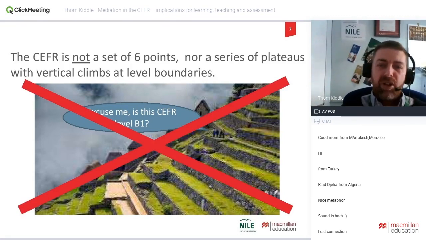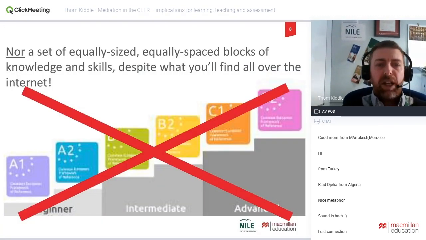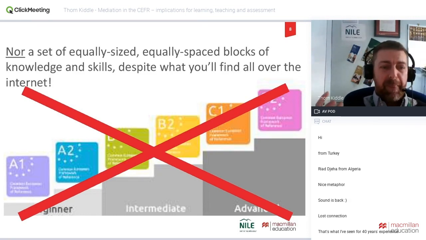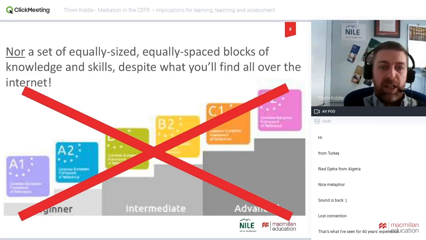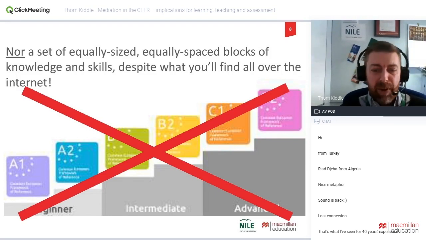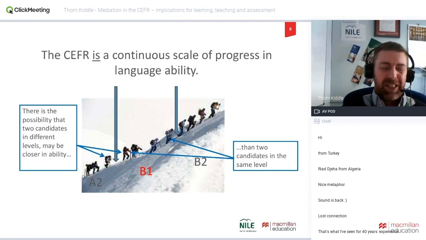And also, and more importantly and more dangerously in the way the CEFR is presented, it's not a series of equally sized, equally spaced blocks. Despite what you'll see all over the internet, which presents the CEFR as these equally sized, equally spaced blocks of knowledge, of skills, that isn't the way the CEFR works. The progress from one to another is not similarly sized, is not similarly spaced, is not an equal amount of knowledge or quality of language use. It's very different from that. In fact, we're talking more about something akin to a scale of progress, a continuous scale. And these are very broad definitions within that scale.